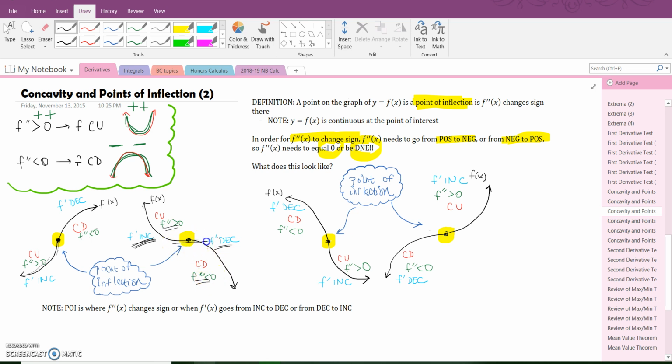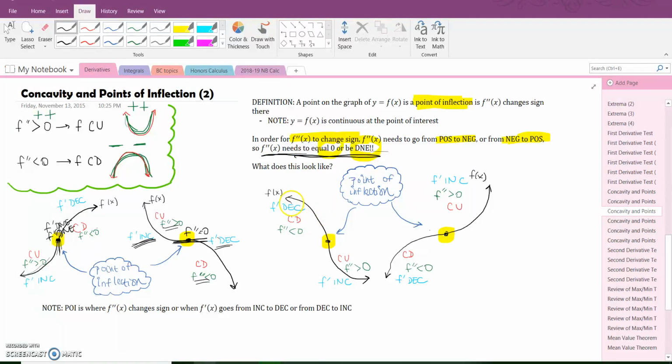In this case, the derivative would be 0, so the second derivative would be 0. In this case, we have a vertical tangent line, so the derivative doesn't exist. And if the derivative doesn't exist, then the second derivative also can't exist there. So that's what I mean by the second derivative has to be 0 or doesn't exist.